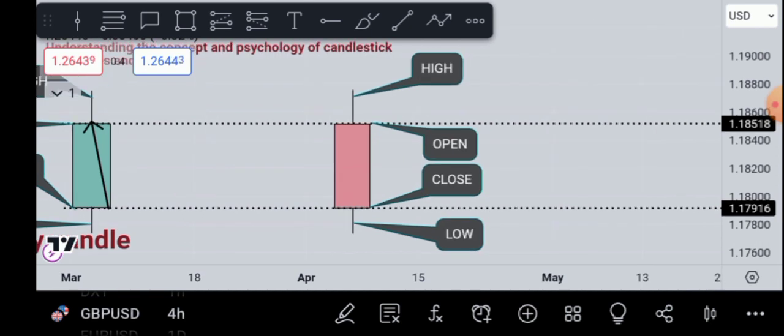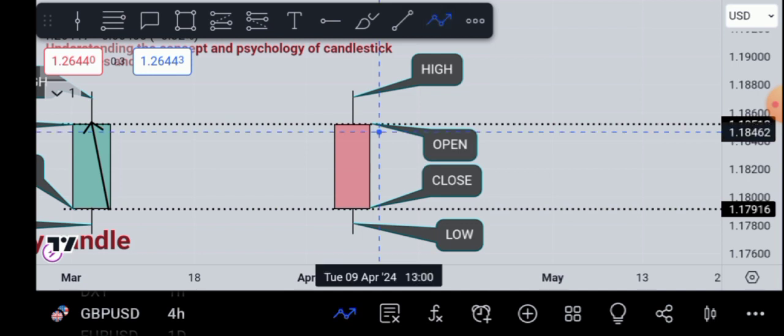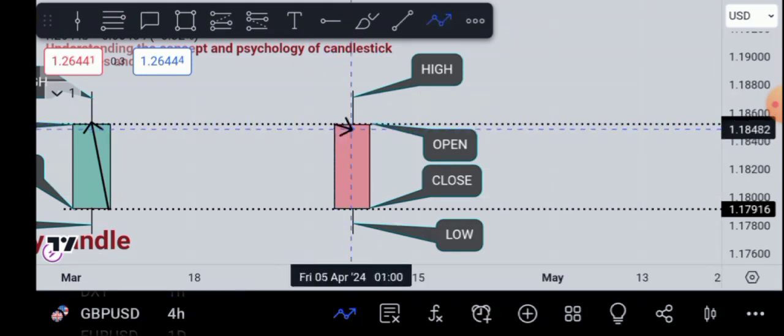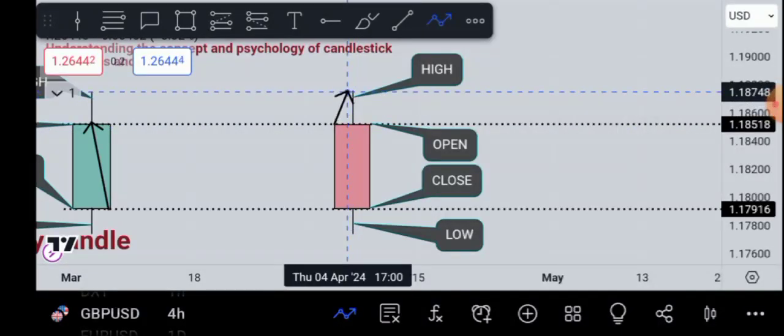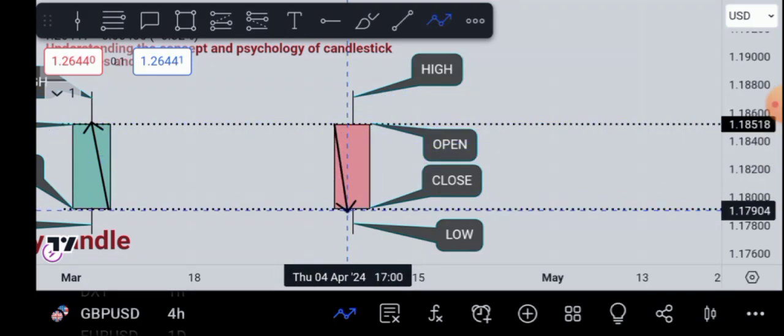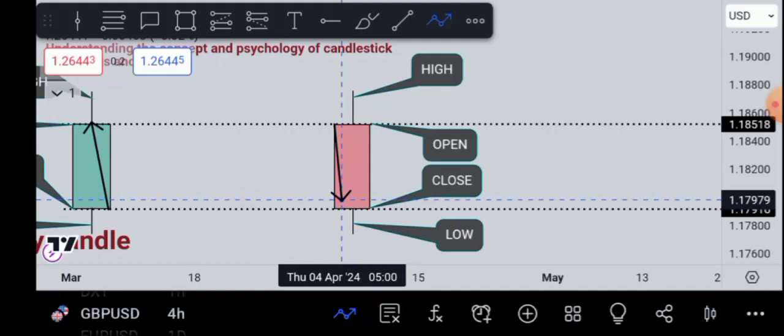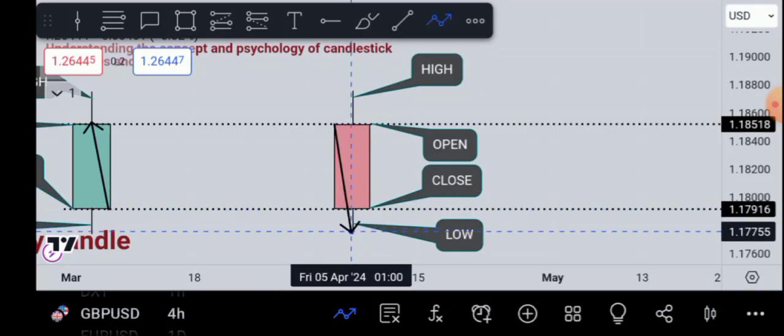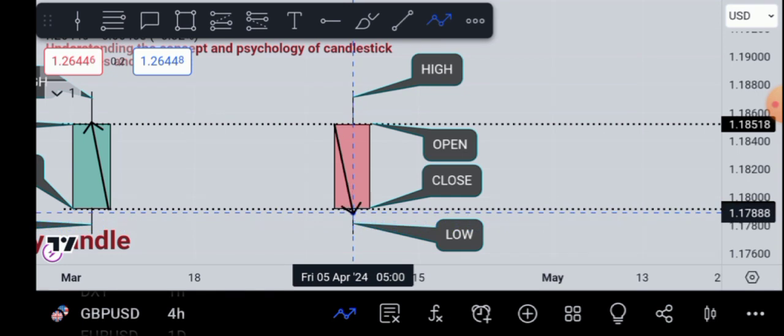You can see that price opened at 1.18518, and let's say price opened around here and then went high above this place. This is the extreme high that price went, and then it began to go down below this place. The sellers pushed the market down, down, down, up to this place, and then buyers began to enter the market. They brought the market up to this place, but they were not able to close the market above the open.